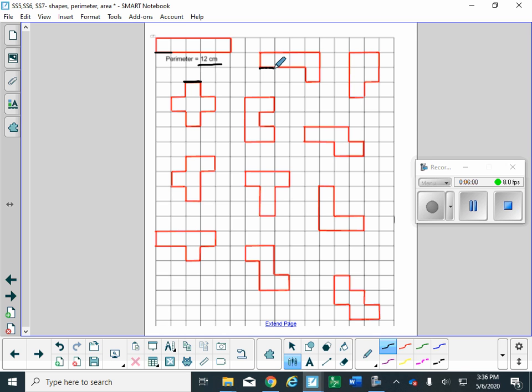We'll do one more together. 1, and you can use this if you want, 2, 3, 4, 5, 6, 7, 8, 9, 10, 11, 12. This one is also 12 centimeters. So you can pick a couple more, press pause, and pick a couple more to find out the perimeter. So the distance around the outside of the shape.